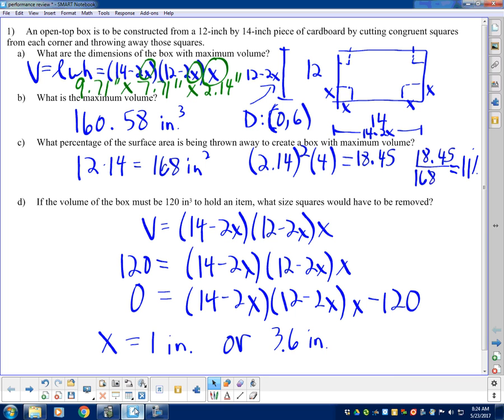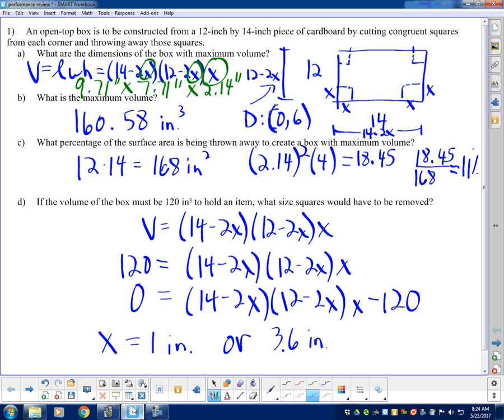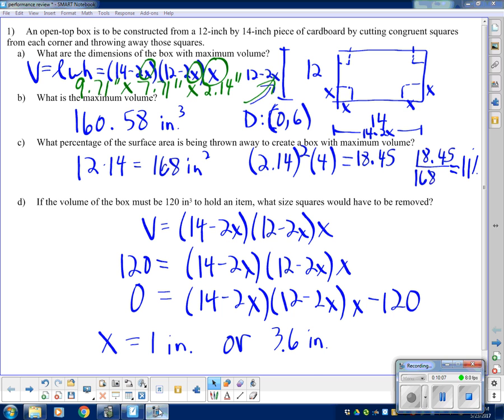So going back over to the calculator, you'll see there's another 0 over here. This one is out of the domain. Remember, our reasonable domain was 0 to 6, so anything over 6 would not be a box. Anything bigger than 6 right here would make it have no width. So those are our two values. 1 inch and 3.6 inches give us exactly 120 cubic inches.